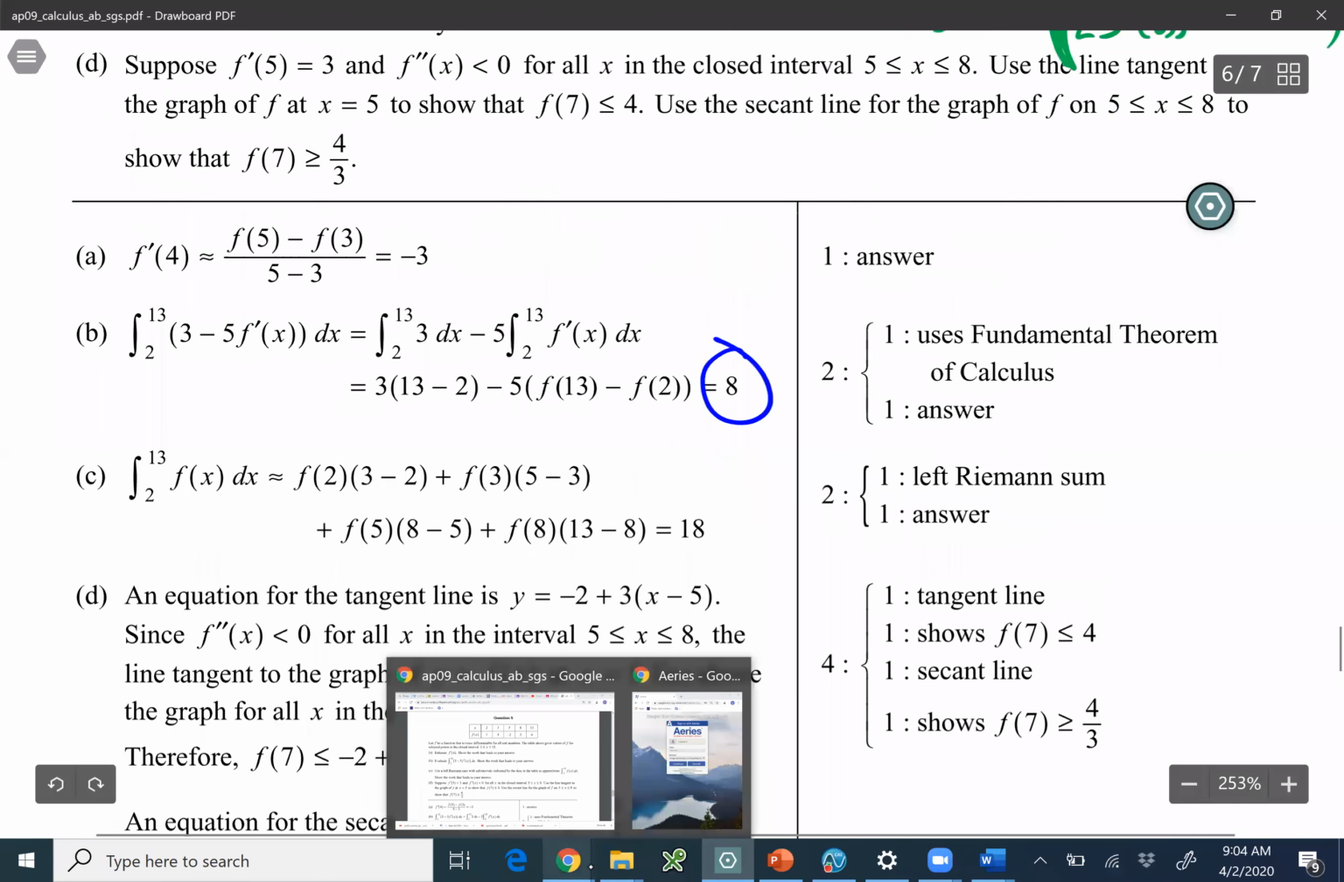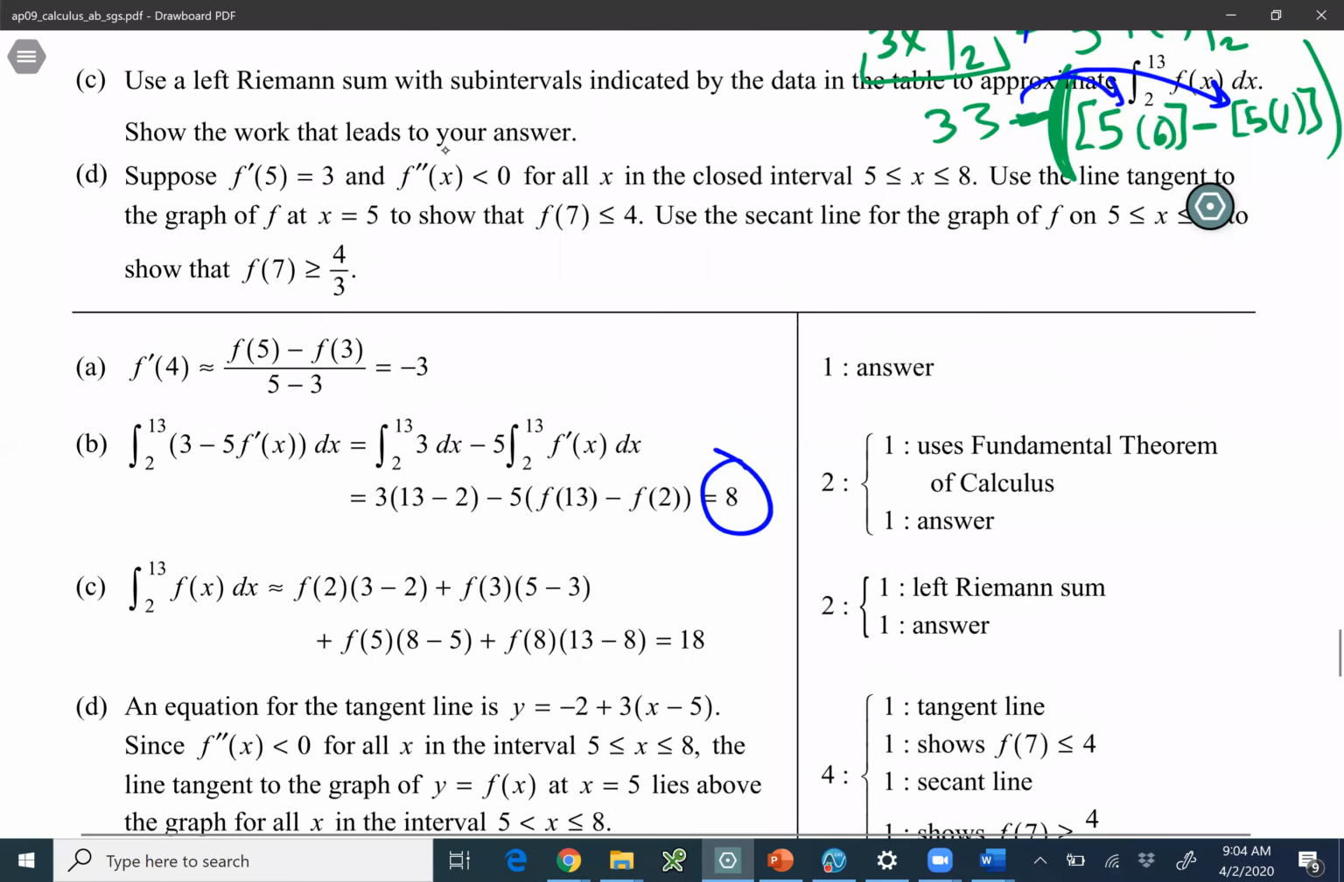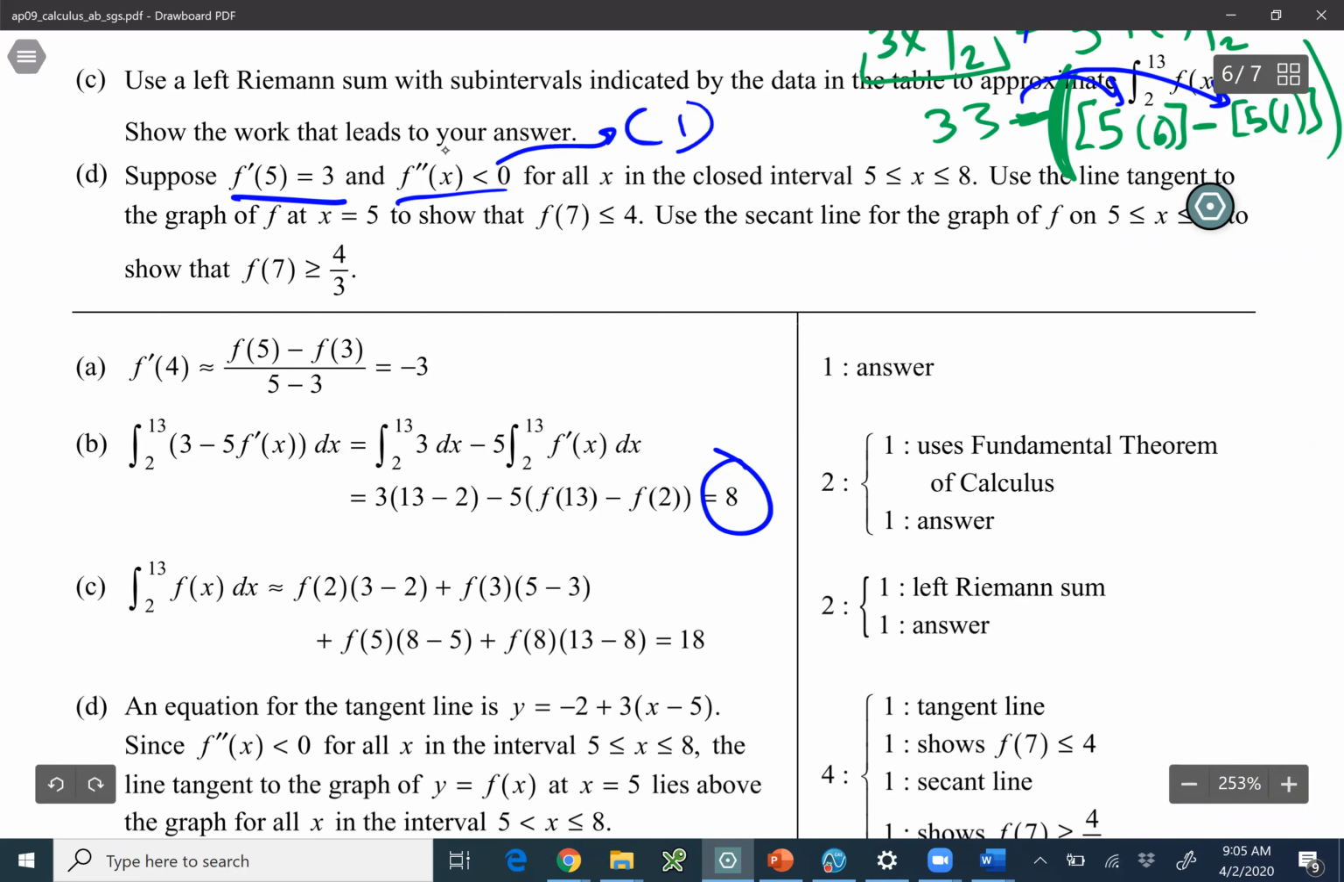So D says, suppose, oops, there we are. Suppose f prime of 5 equals 3. So okay, that was something that they told us. They're also telling us that f double prime is less than 0. So they're telling us it's concave down. And so remember, that's going to talk about the over-under approximation stuff. So if they're telling us concave down, we want to remember that tangent lines are going to be an over approximation.